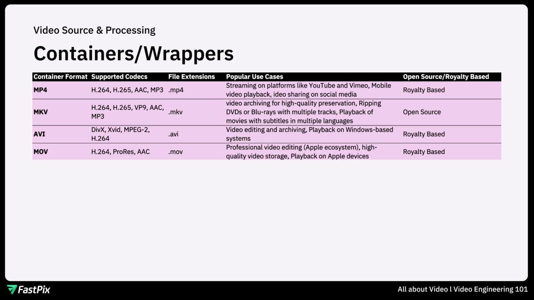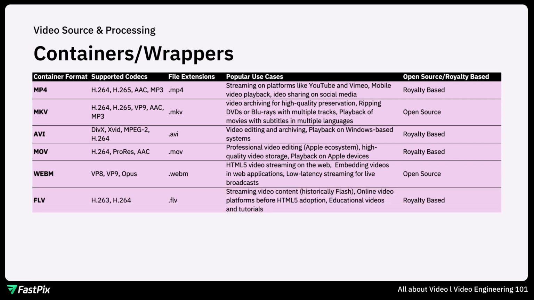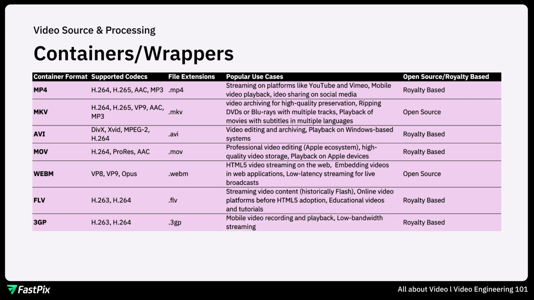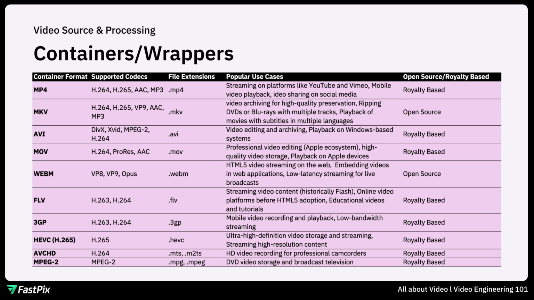MOV, Apple's go-to format for professional editing, storing high-quality video. It supports codecs like ProRes and H.264 with .mov extensions and is optimized for Apple devices. WebM, open source and optimized for the web, using VP9 and Opus codecs. It's ideal for HTML5 video, live broadcasts, and embedding in web apps with the .webm extension. Apart from these, there are other container formats like FLV, 3GP, HEVC, AVCHD, and MPEG-2.